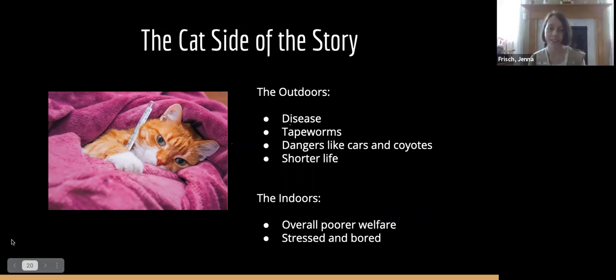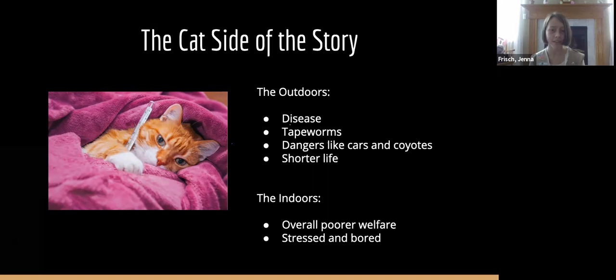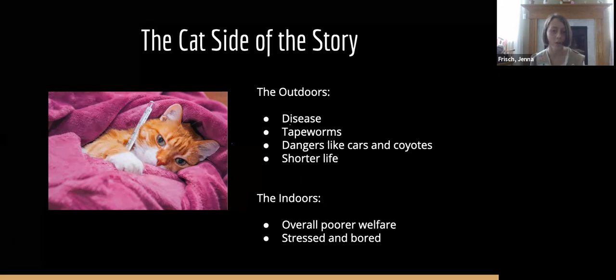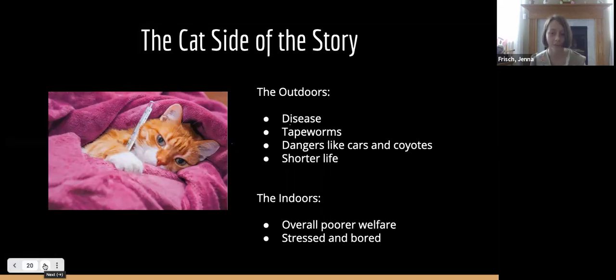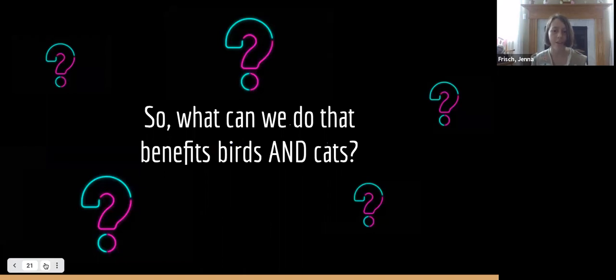Let's look at the cat side of the story. We know that the cats are bad for birds, but birds are also pretty bad for cats. Cats can get diseases, cats can get tapeworms, and they are in danger of cars and any predators that are around your area. They also tend to live a shorter life, about 2 to 5 years. But also, indoor cats aren't as healthy either. They are stressed and bored inside, and their overall welfare isn't as good as an outdoor cat's. This is because they're not getting enough stimulation.